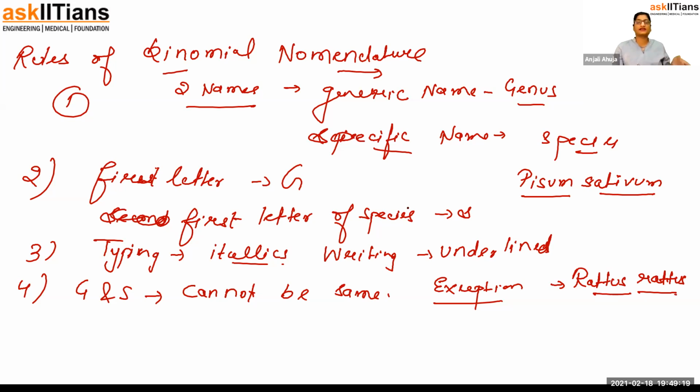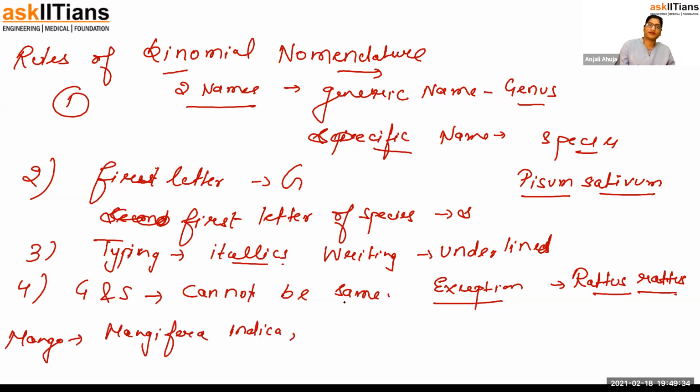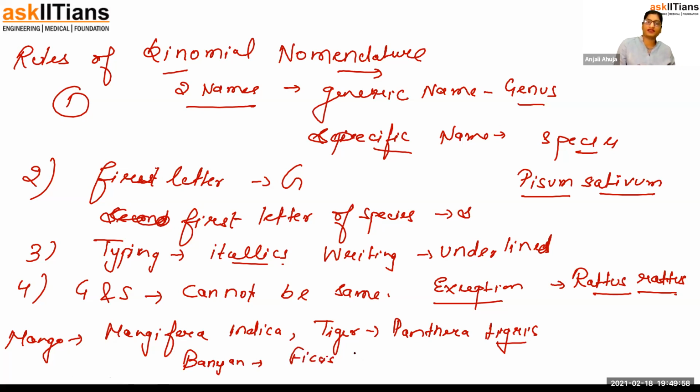Now I suppose that's clear to you. And it's my suggestion you should learn some scientific names. Like for mango, I'm just writing a few examples, Mangifera indica. Then for tiger, there's Panthera tigris. You must have learned that, and in the improvement chapter you'll be learning more. For banyan tree, there is Ficus bengalensis. There are many, many examples; if I keep on writing, it's striking my head.